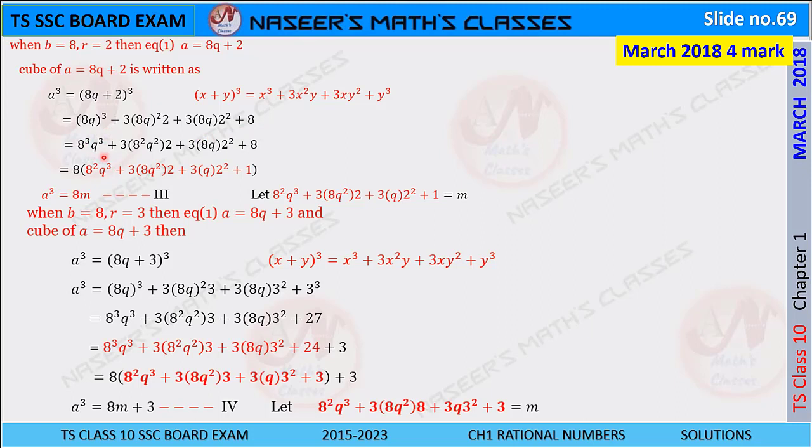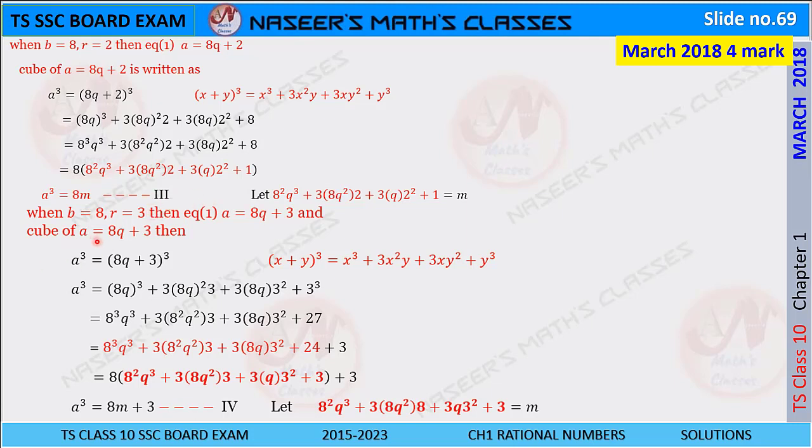So (8q) whole cube is written as 8 cube q cube and (8q) whole square is written as 8 square q square. From these 4 terms we take out 8 common, then we can write it as 8 times (8 square q cube + 3 times 8 q square times 2 + 3 times q times 2 square + 1). Let this one be m, then we get a cube is equal to 8m. Let this one be equation 3 Roman number.